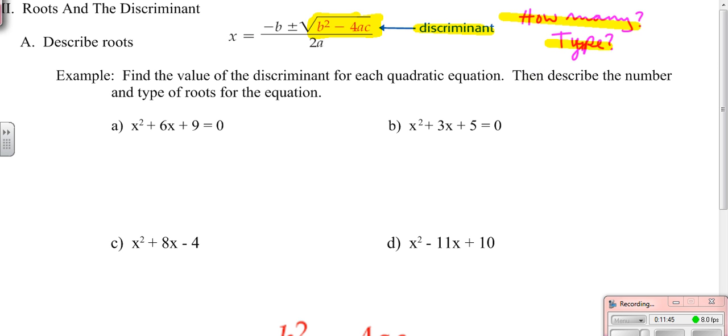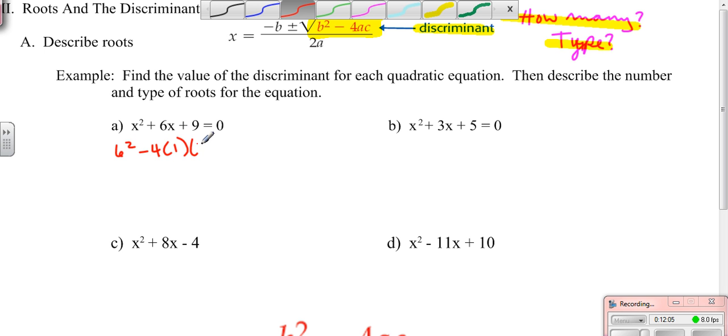So if we look just at that, so we have the opposite of b. If we look at just the discriminant, which is b squared minus 4 times a times c, this is going to be 36 minus 36. So we really end up with the square root of 0, which means that we are going to have one real rational solution.